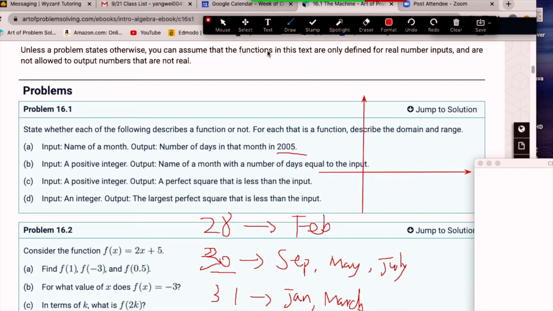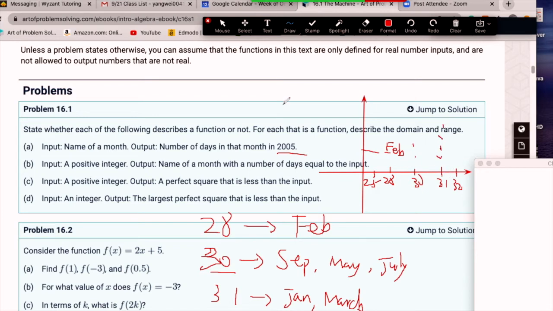If I give you like 28, then this one is fine. You find this one is February, because this one is February. Then 30, then you have trouble to determine which month it is. 31, you also have the same thing. Like 25, you also cannot find any month that responds to this input. Like 32, you also cannot find any month that responds to this. So something will look like this.